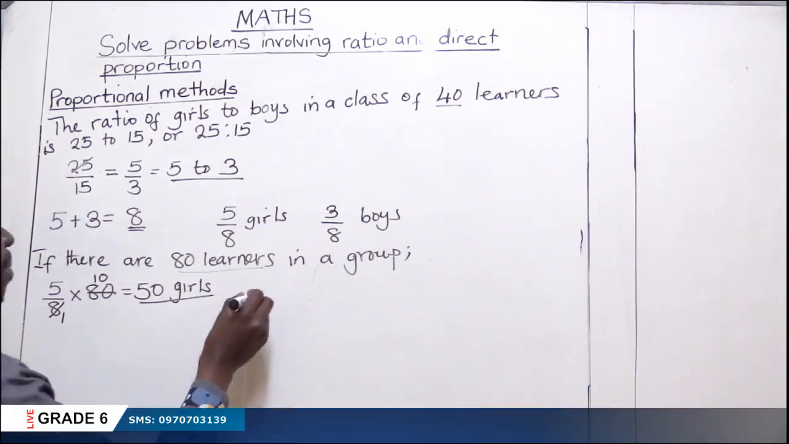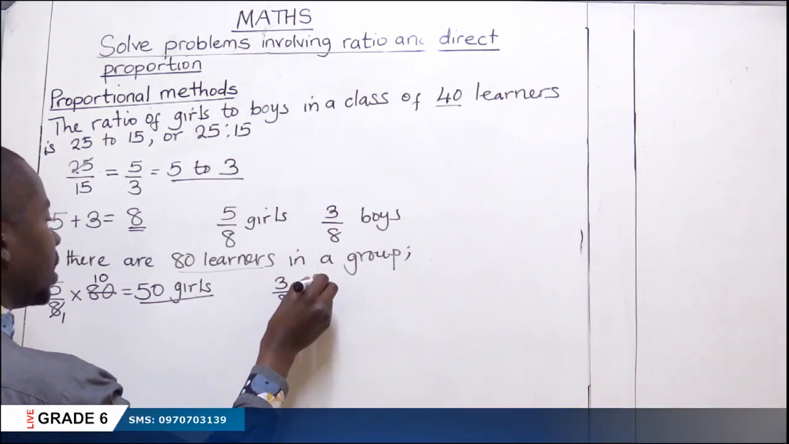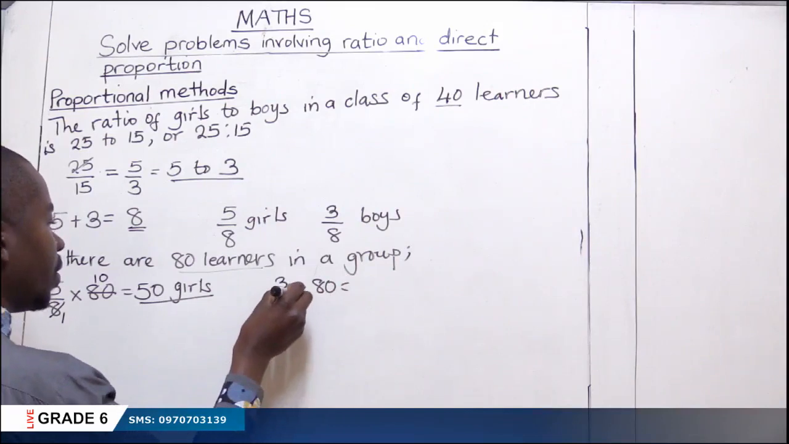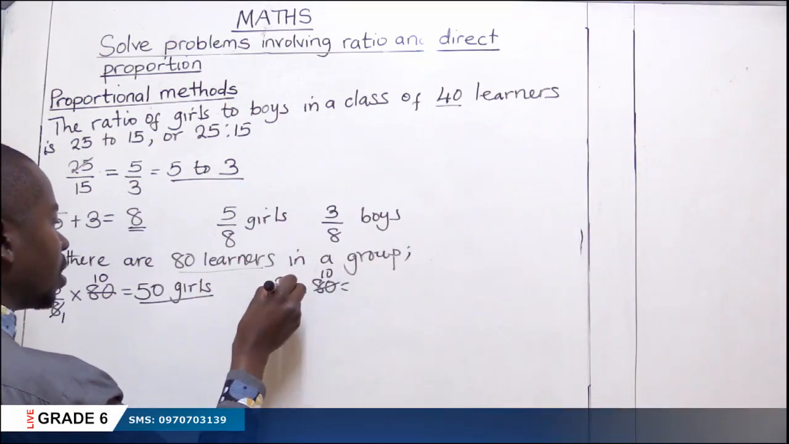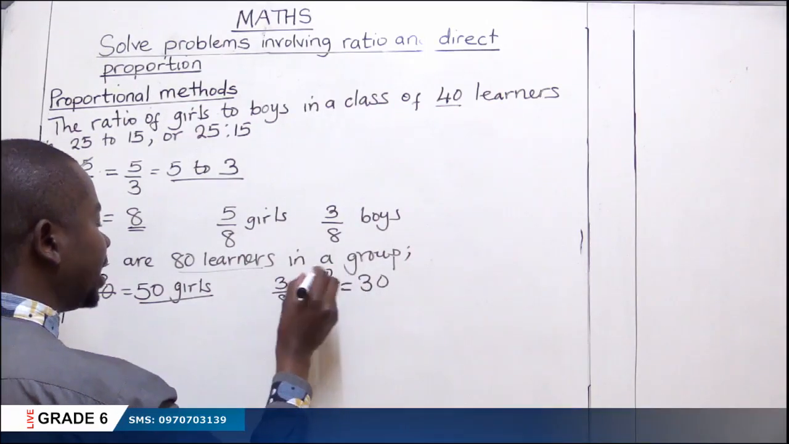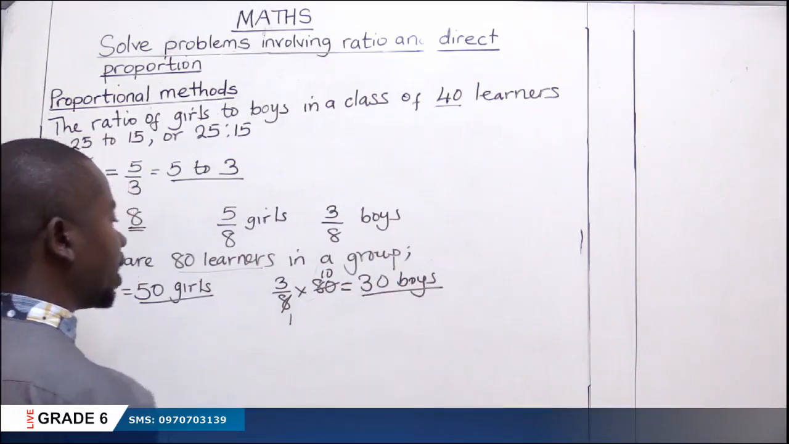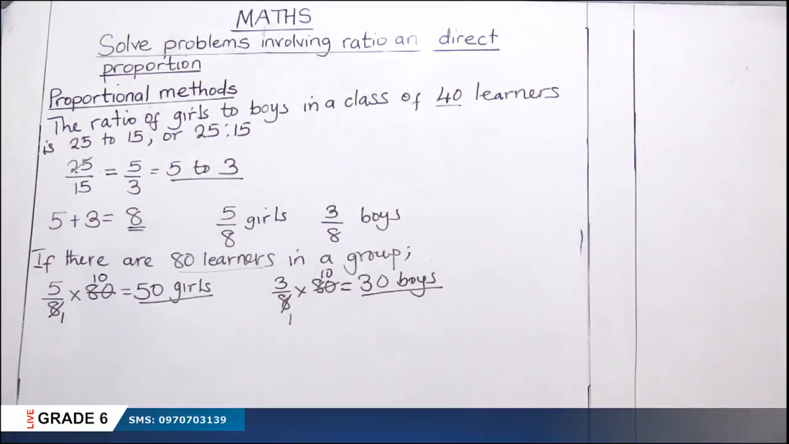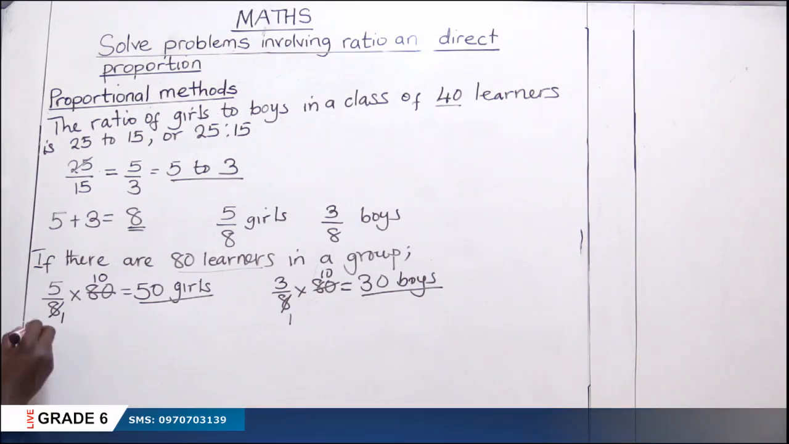If we want to find the number of boys, we write 3/8 times 80. 8 into 80 is 10. 3 times 10 is 30. So in the group of 80 learners, we have 30 boys and 50 girls. Let's go to today's examples.